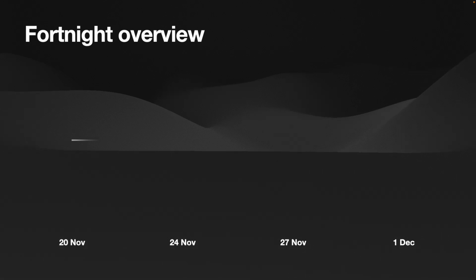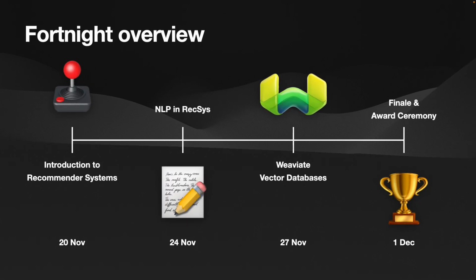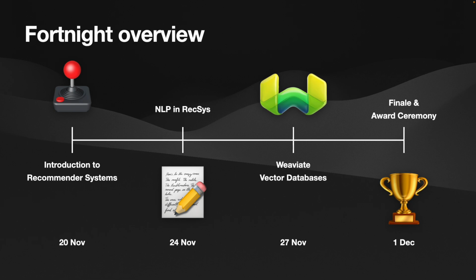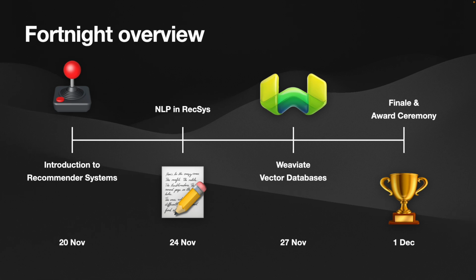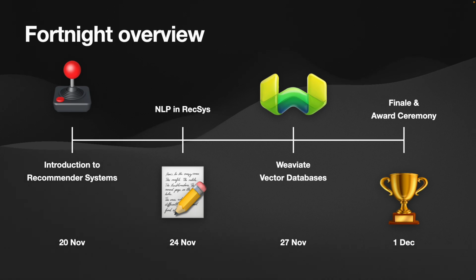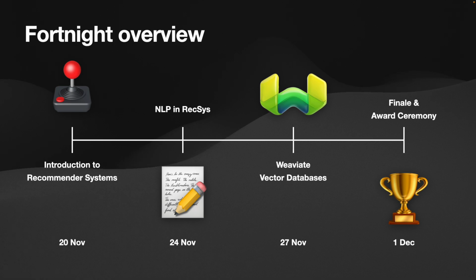So a quick overview of the whole fortnight. It will last approximately 2 weeks. We'll have the first lecture today. Then on Friday, we'll have a lecture on natural language processing for recommendation systems. Then next Monday, we'll have a lecture from a guest company, Weaviate. They specialize in vector databases, and you'll learn everything from what vector databases are to how to actually program them and how to set them up. It's going to be very cool. And then on the last day of the event, the 1st of December, we'll have the finale, where the best of the participants, best of the teams will have to present their solutions, and the judges will evaluate them, and then we'll see who wins the competition.